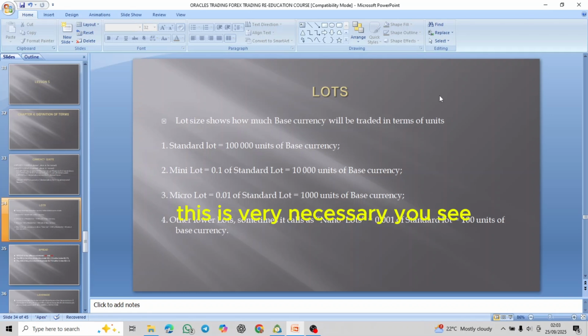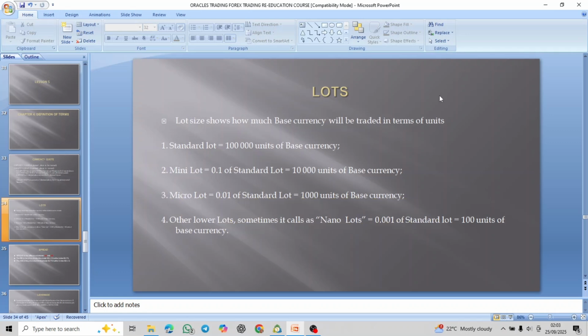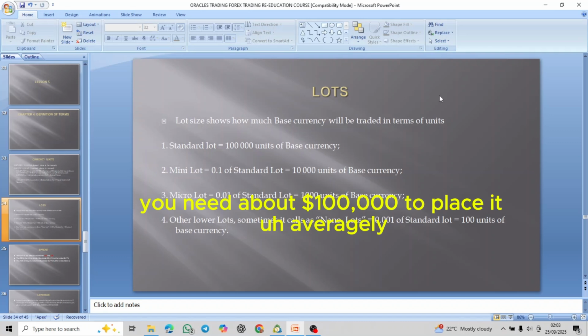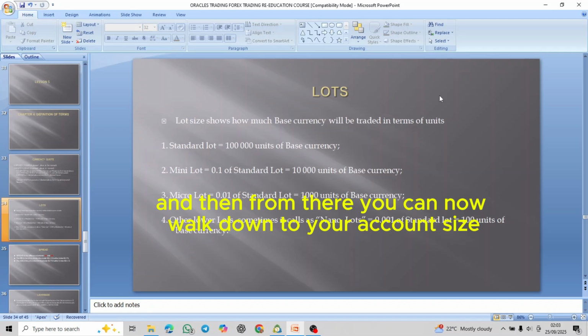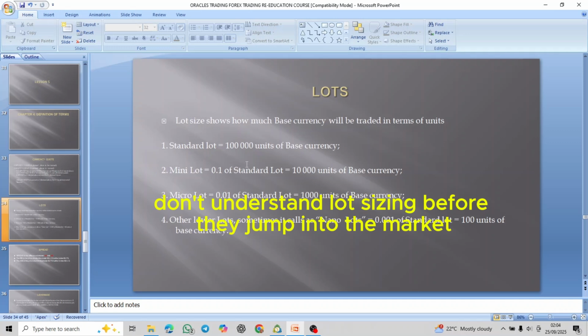This is very necessary. To be able to place one standard lot in most of the currencies, let's just generalize it, you need about 100,000 US dollars to place it, averagely, generally. So just have that in mind, and then from there you can now walk down to your account size. Many traders don't understand lot sizing before they jump into the market.